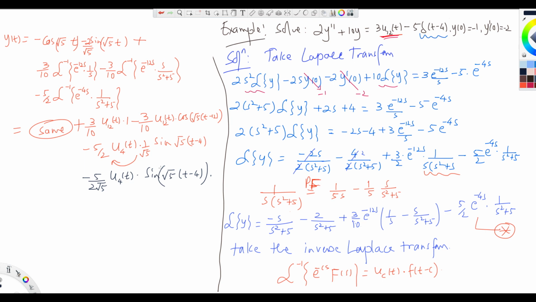Okay guys, so this is the end of section 5.7. The homework problems are section 5.7, question numbers 1, 3, 4 and 5. Okay guys, so try to do those problems.